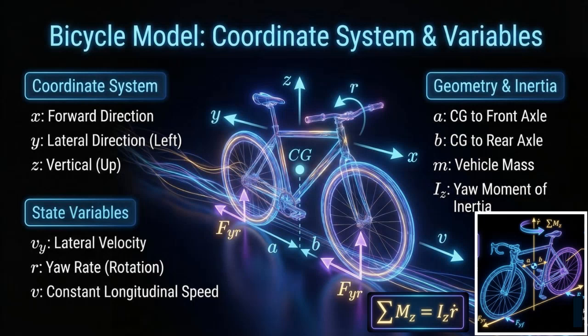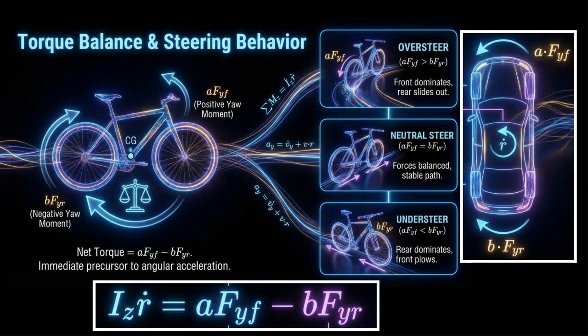According to rotational Newton's law, the sum of yaw moments equals yaw inertia times angular acceleration. The lateral tire forces produce moments about the center of mass through the lever arms, a and b, generating a net moment that initiates or resists turning. This fundamental law links microscopic tire forces to macroscopic vehicle rotation, forming the basis of the first governing equation.